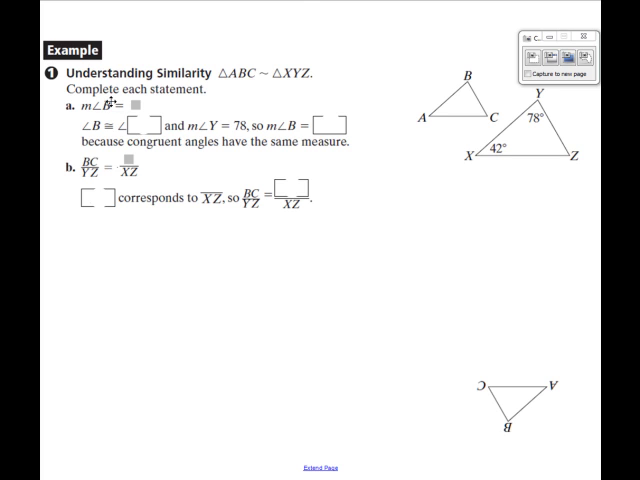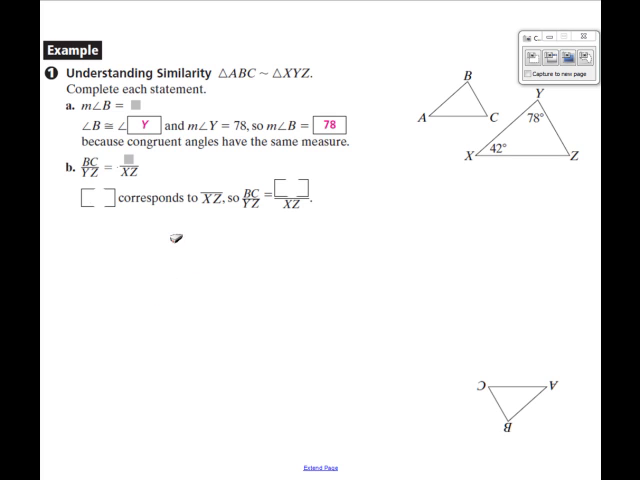Now, once we look at this, they're asking us, well, based on this statement, the measure of angle B is going to be equal to what? Well, we can see we don't have any values in our triangle ABC, so we're going to have to go and look over here. We can see that we've got two angles here, and that B does correspond to Y, right? Based on the similarity statement, B and Y are corresponding angles. Therefore, if we know that Y is 78, we can conclude that B must also be 78.